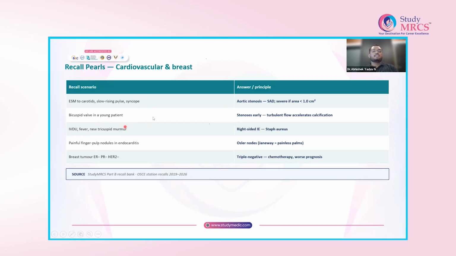A bicuspid valve in a young patient develops aortic stenosis, and development of infective endocarditis can occur. IV drug abuse with a new tricuspid murmur on the right side, okay, so that's right-sided infective endocarditis. So the commonest will be Staph aureus. Presence of Osler's nodes and Janeway lesions.